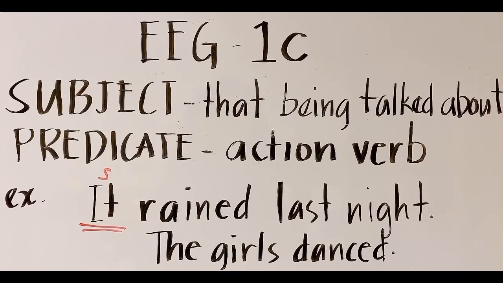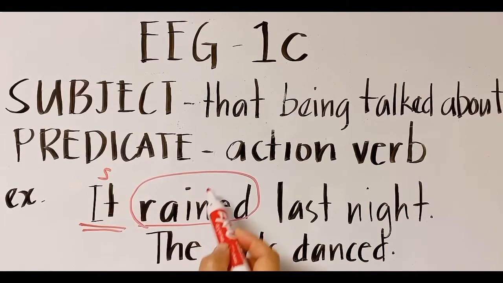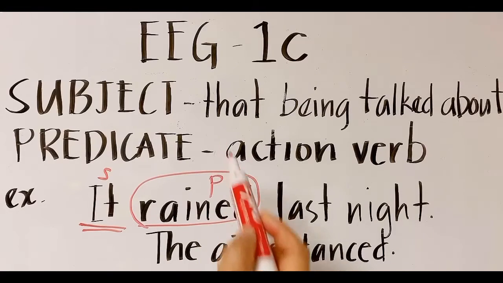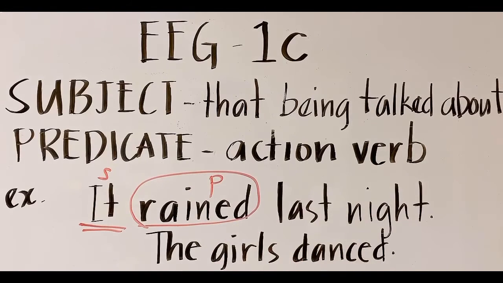Now let's go to the predicate. What is the action of it? Rained. So rained is the predicate, the action verb. So it rained last night is a complete thought. This is a sentence. Now let's go to the second one.